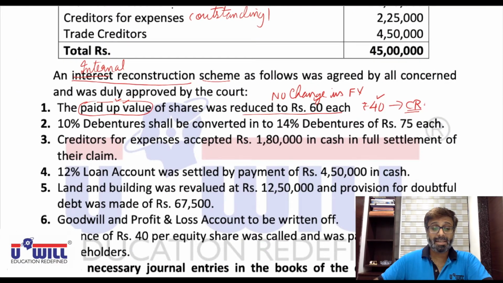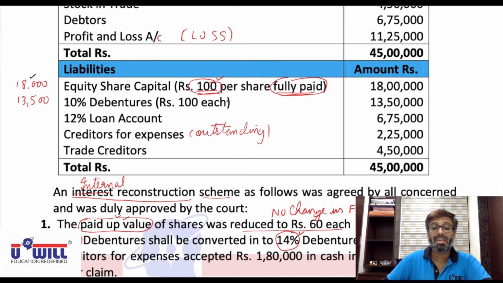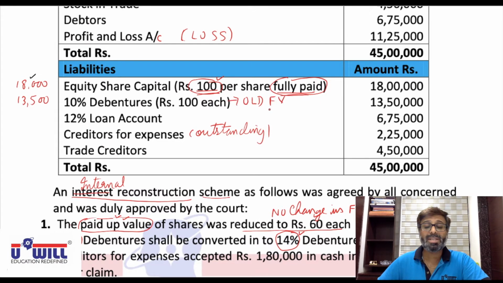I hope everyone is clear with this. Now, second adjustment, 10% debentures shall be converted into 14% debentures. So, rate of interest from 10% they are increasing to 14%. Also of rupees 75 each. 75 each means this itself is the new face value. And old face value we have seen was 100. Now here the face value is decreased.